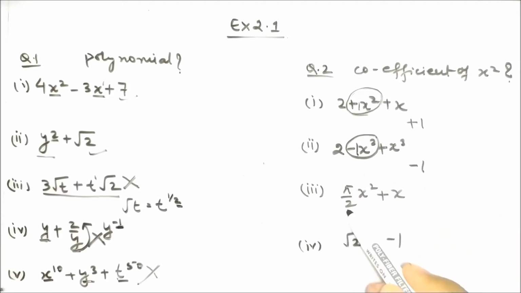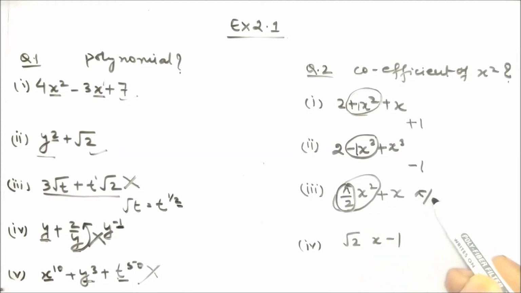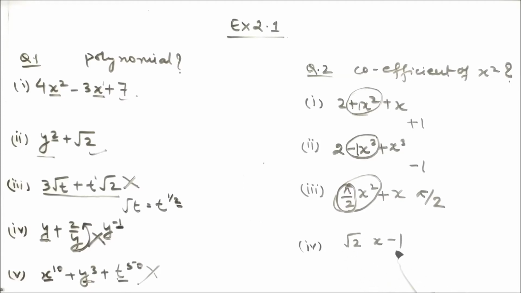If we see here, this is the x square term and the coefficient is what? Pi by 2. Here in this last expression, we don't have any term like x square. So we can assume +0 multiplied by x square. This can be a term, so the coefficient will be 0. Or you can say that if in an expression you don't have that particular term, like here x square, you can assume the coefficient as 0. I hope you understood questions 1 and 2.